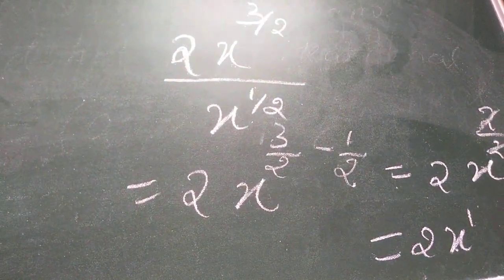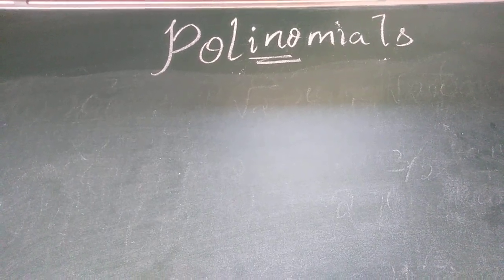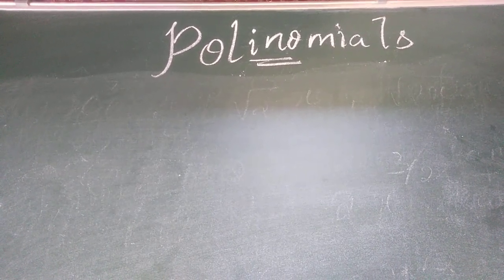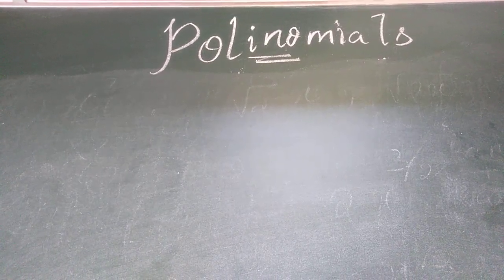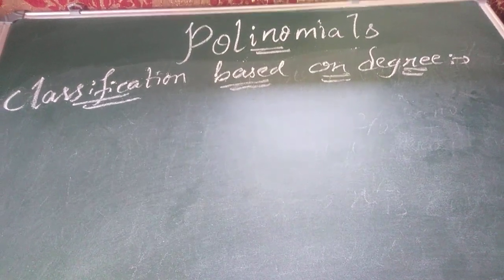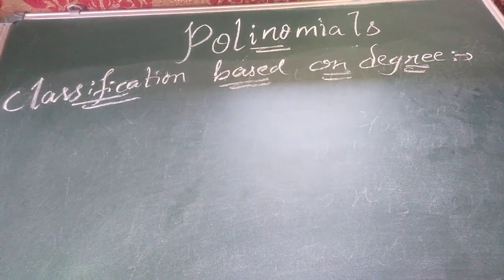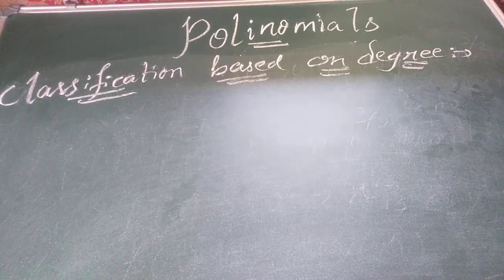Okay, children? Now, hope you understood the term polynomials, and how to differentiate between an algebraic expression and a polynomial. If it is not a polynomial, it is just an algebraic expression. In yesterday's class, I explained the classification based on terms. Now let us see the classification based on degree.